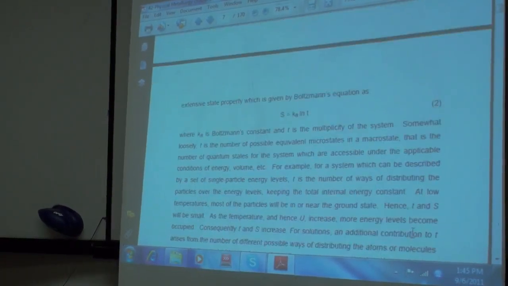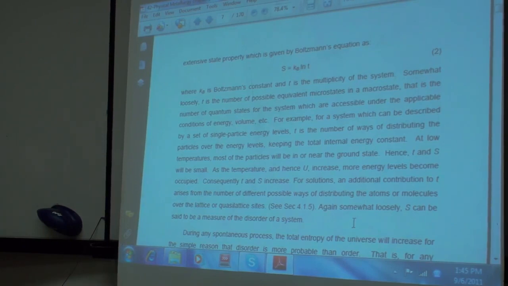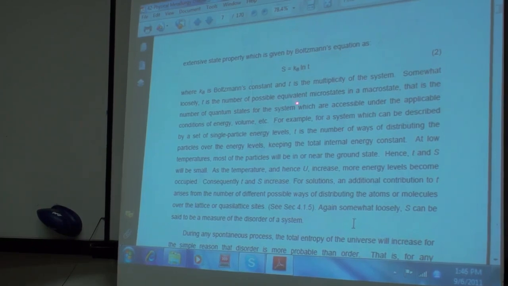Boltzmann came up with his equation in about 1890. Kb is a universal constant called Boltzmann's constant, and T is called the multiplicity of the system. The multiplicity of the system is the number of possible equivalent microstates in a macrostate. That is the number of quantum states for the system which are accessible under the applicable conditions of energy and so on. So for example, if a system can be described by a set of single particle energy levels, T is the number of ways of distributing the particles over the energy levels, keeping the total internal energy constant. What the hell does that mean?